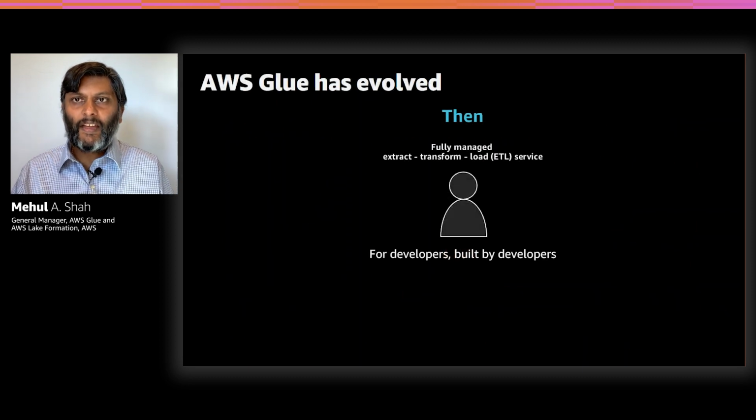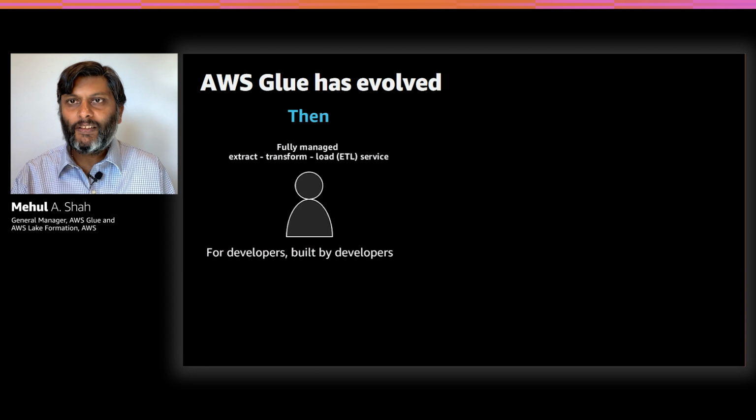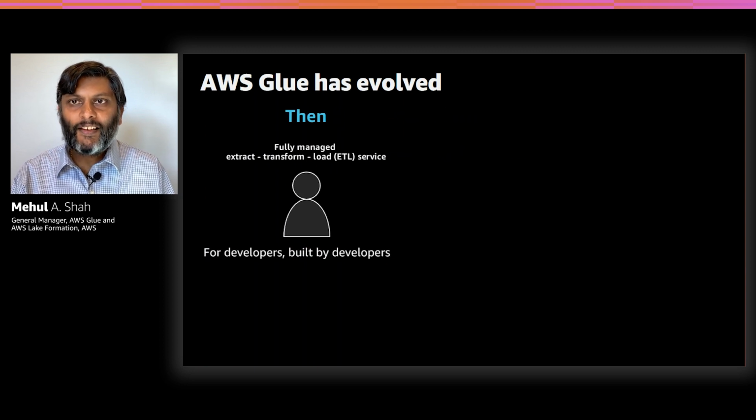And so as we saw that back in 2017, we decided to build and launch AWS Glue. And Glue at that time was billed as a fully managed extract, transform, and load service, or ETL for short. It was designed for developers, programmers. People like us were also developers and programmers, and we knew what was necessary to get this job done.